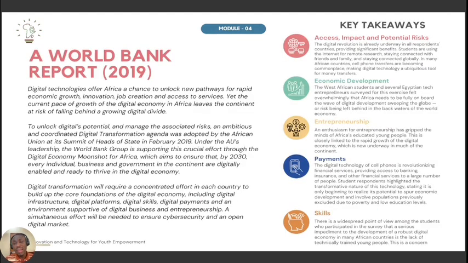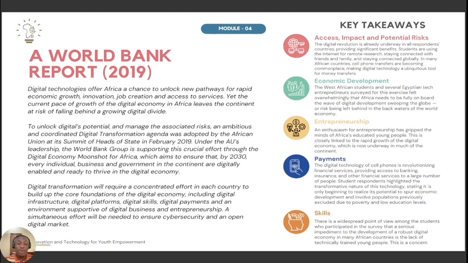All right, so here's a quick World Bank report that was released in 2019. And I'm just going to go through this very fast. Digital technologies offer Africa a chance to look at new pathways for rapid economic growth, innovation, job creation, and access to services. Yet, the current pace of growth of the digital economy in Africa leaves the continent at risk of falling behind a growing digital divide.